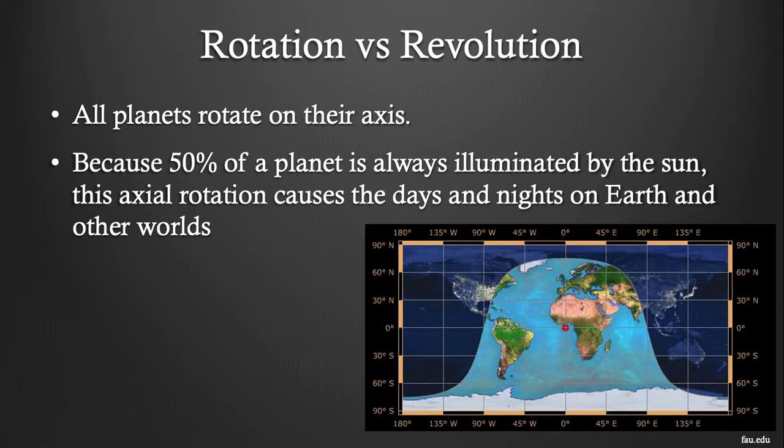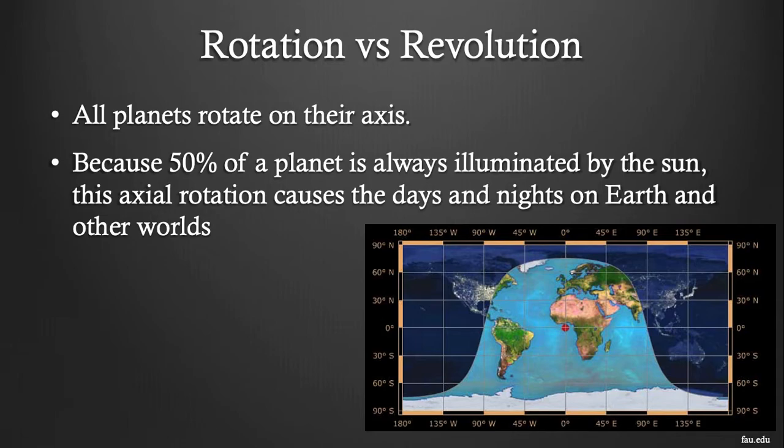So all planets rotate and revolve, and you need to know the difference between rotation and revolution. So rotation is planets rotating on their axis. The rotation on their axis causes the days and nights that we experience on Earth, and all planets have days and nights, because 50% of the planet is always illuminated by the sun, and the other side is dark. So this axial rotation causes days and nights on Earth and on other worlds.